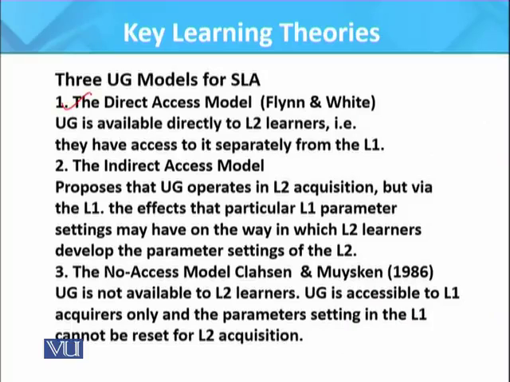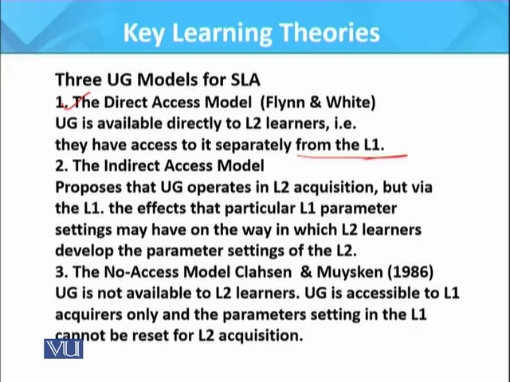The first is the direct access model. Many researchers have worked on that; the prominent ones are Flynn and White. That is, universal grammar is available directly to second language learners, separately from L1. The direct accessibility hypothesis asserts that adult learners learn both first and second language by setting parameters of universal grammar. So if universal grammar can be used in the first language, it can also be used in the second language. The second language learner makes full use of universal grammar, including the part which is not reflected in his mother tongue. The second language learner's grammar knowledge is determined by the degree of universal grammar.